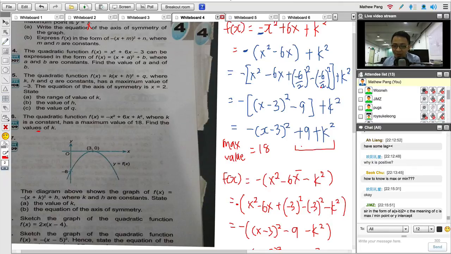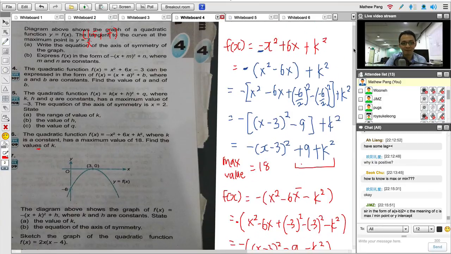So in the form of a(x minus b) squared plus c, the meaning of c is maximum or minimum. Yes, the meaning of c here is not the y-intercept. It's never the y-intercept, please. Because a lot of students, when they say c, think so. Quadratic equation is different from y equals mx plus c.